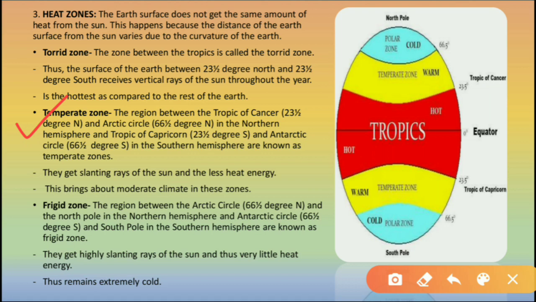Which zone is known as the temperate zone, students? The region between the Tropic of Cancer and the Arctic Circle, and the region between the Tropic of Capricorn and the Antarctic Circle. Okay, see the yellow colored part. This zone is known as the temperate zone. Now, temperate zone, see the next point.